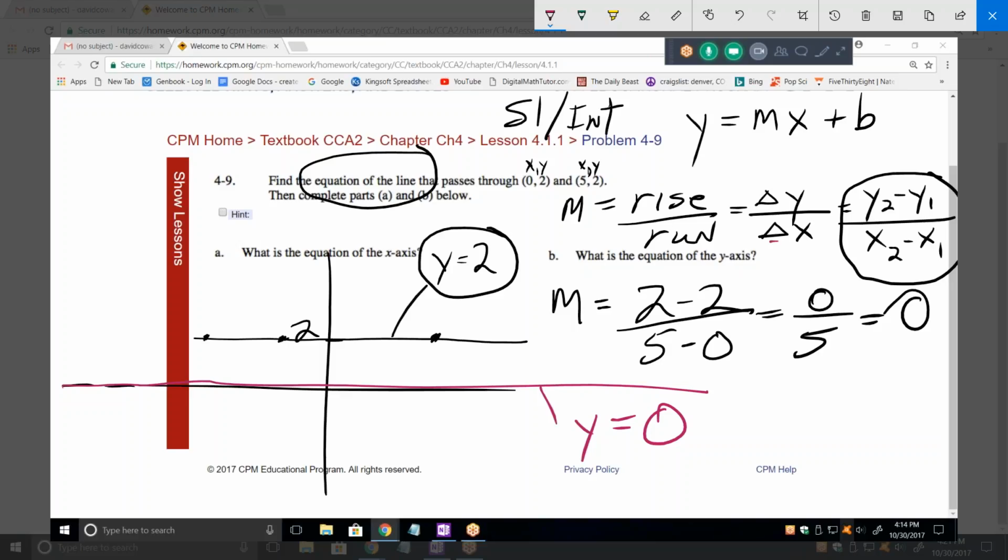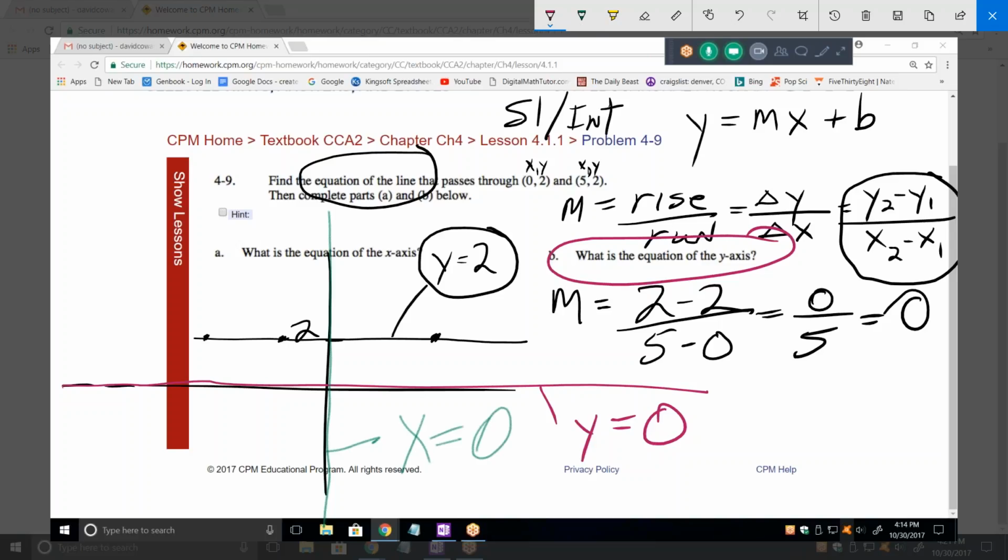What would be the equation of the y-axis? In other words, this line. Would that be 0? Again, it's got to be an equation. Y equals 0? It's not a horizontal line, it's a vertical line. What variable would you think it would be? X equals 0. All vertical lines are x equals some number. All horizontal lines are y equals some number.